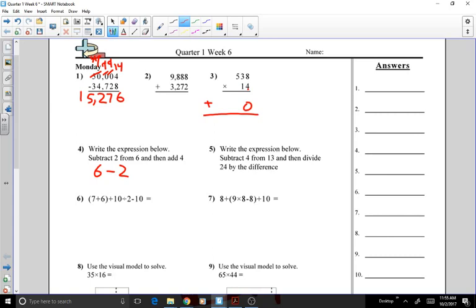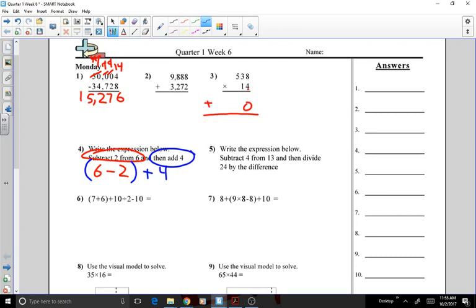How can we make sure that we subtract before we add? What's one way to make sure that we do our subtraction before we do our addition? Alexia? You need to put your parentheses around 6 minus 2. Right. If we put our parentheses around 6 minus 2, that ensures that we will do that first before we add 4.